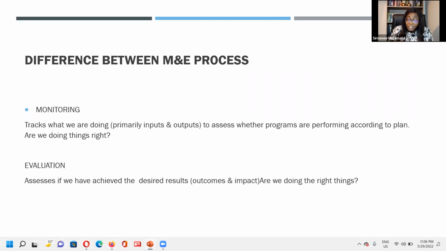And with evaluation, it assesses if we have achieved the desired results. Outcomes and impact in most cases is evaluation. So when we talk research, you'll find it is just a different form of evaluation, differently termed, and all the research methods apply within an evaluation, all depending on the type of research that you are doing. So that is also another angle of monitoring and evaluation. It's also asking us, are we doing the right things?